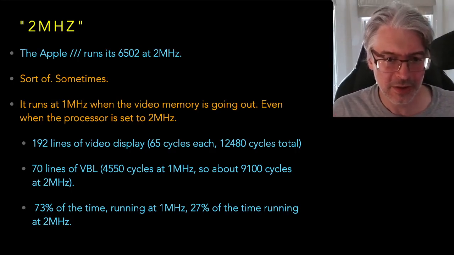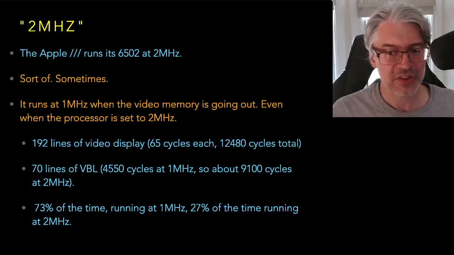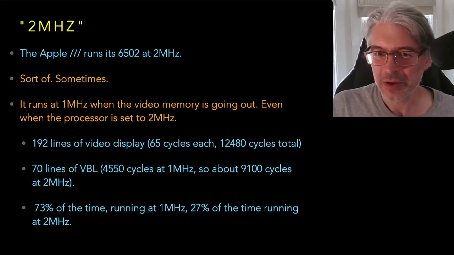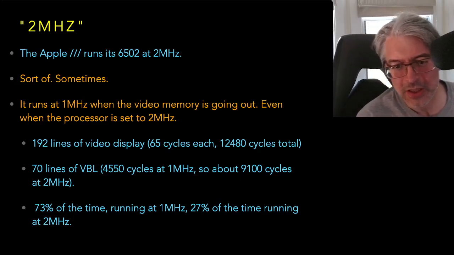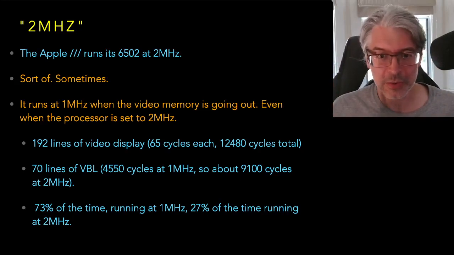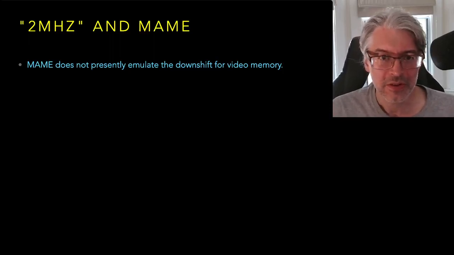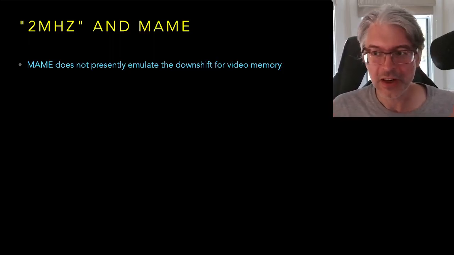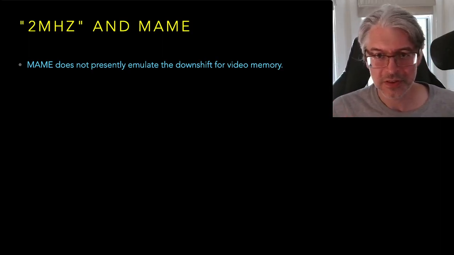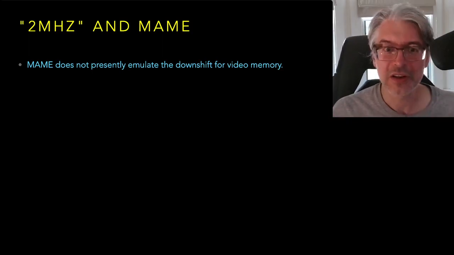So what that means is that 73% of the time, the Apple III is running at 1 megahertz, and 27% of the time during the vertical blank, it's running at 2. So it's not really running at 2 megahertz much of the time. I think it winds up being something like 1.3 megahertz on average, but it's hopping back and forth between the two speeds. The problem is that MAME, the only viable way to emulate the Apple III at the moment, does not emulate the downshift in speed while the video is being drawn. So if you set it to 2 megahertz in MAME, it's just going to run at 2 megahertz.